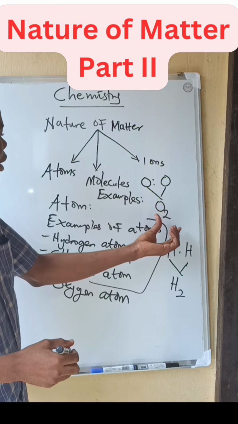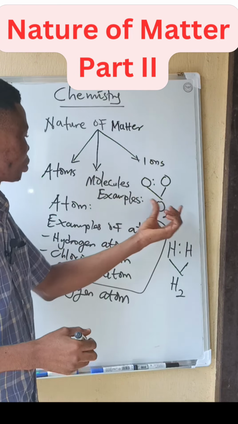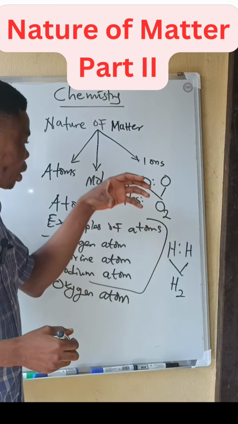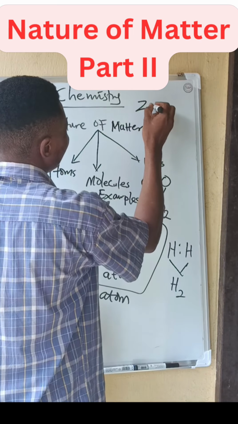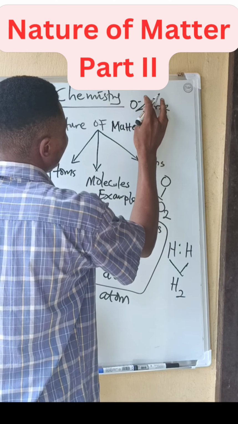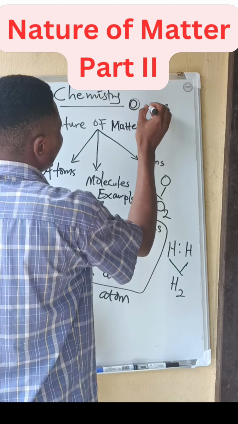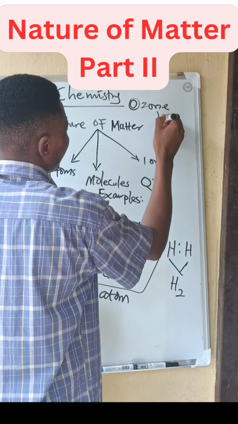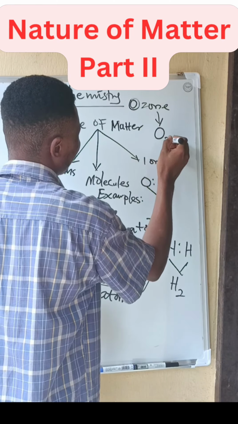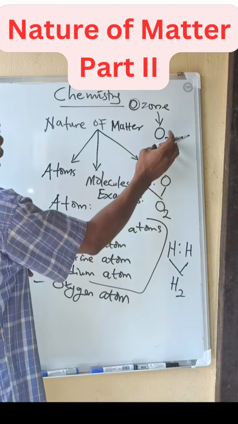So these are examples of molecules. We also have another example. We have ozone, whose chemical formula is O3. So this one now is a molecule.